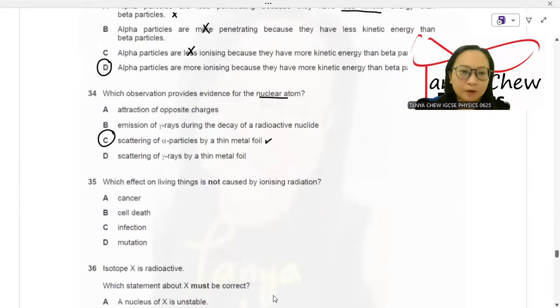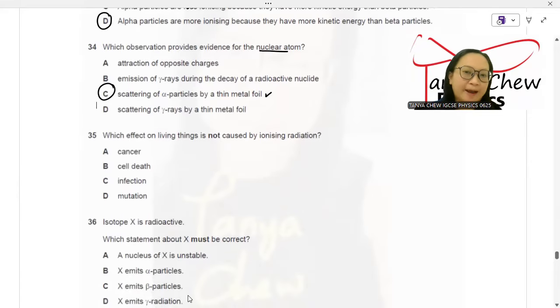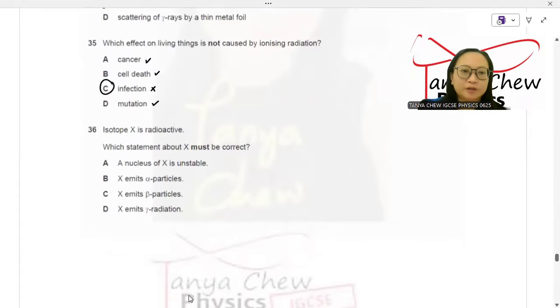Number 35. Which effect on living things is not caused by ionizing radiation? Cancer, yes. Cell death, yes. Infection, this is caused by virus. This is not true. Mutation, yes. C is the answer.